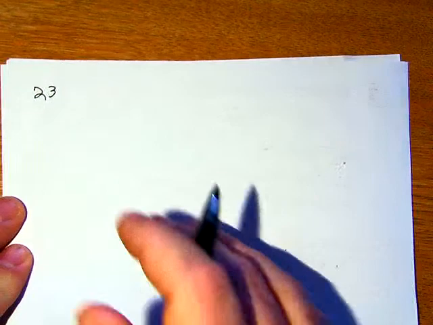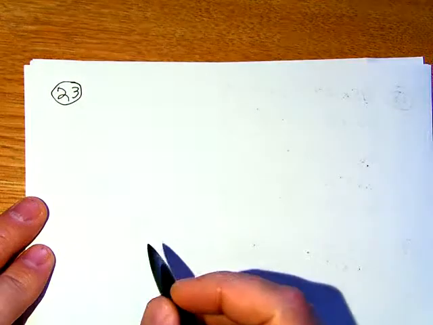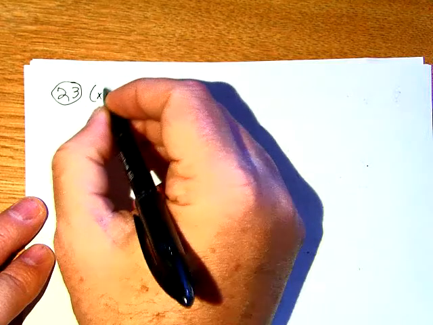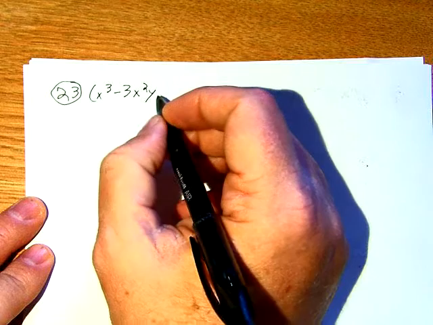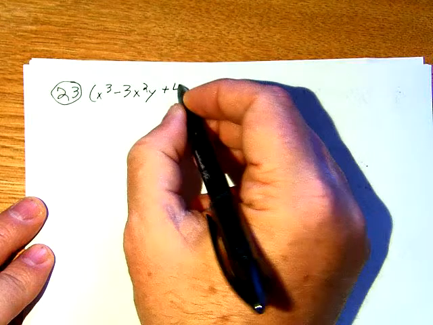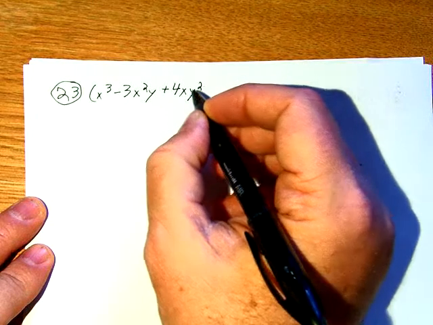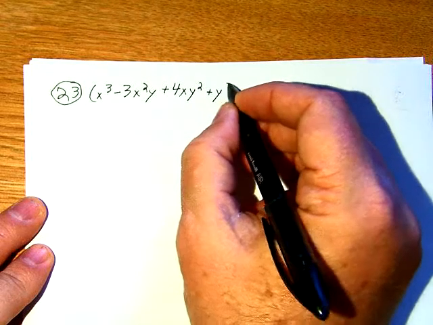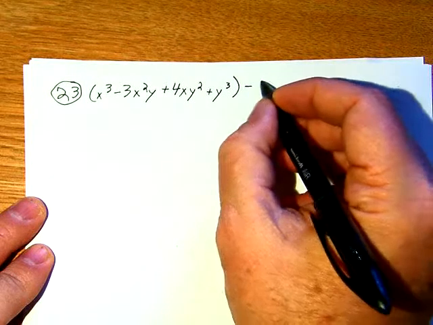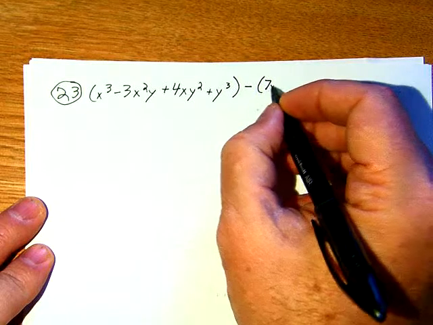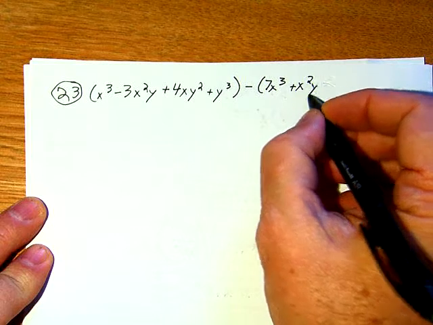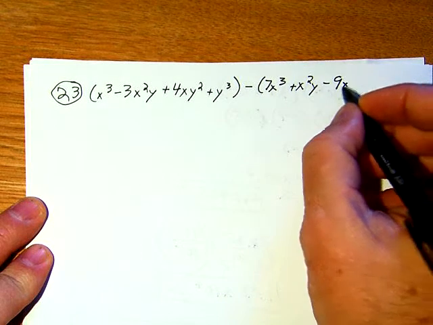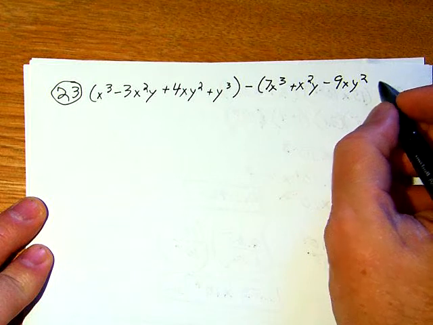23. We've got x cubed minus 3x squared y plus 4xy squared plus y to the third. And we are subtracting 7x to the third plus x squared y minus 9xy squared plus y to the third.